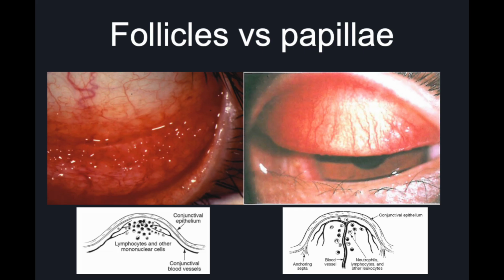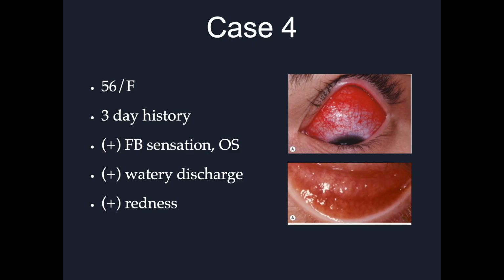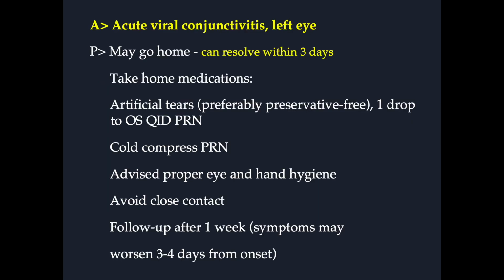So if we go back to our case, what type of conjunctivitis is it? This is a 3-day history of conjunctivitis, with mostly watery discharge. And of course, the most probable is an acute viral conjunctivitis. It's very self-limiting, and it will usually resolve within 3 days. So you need to resist the temptation to give antibiotics.